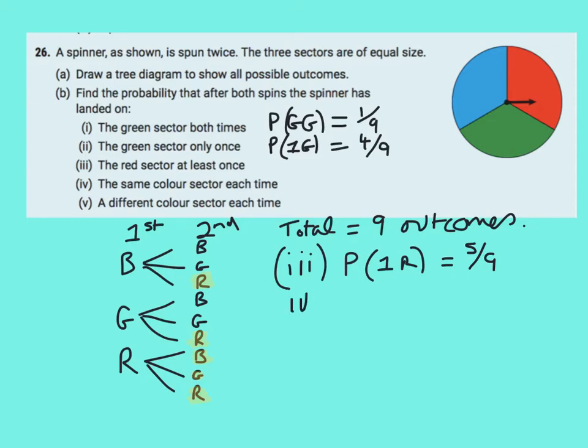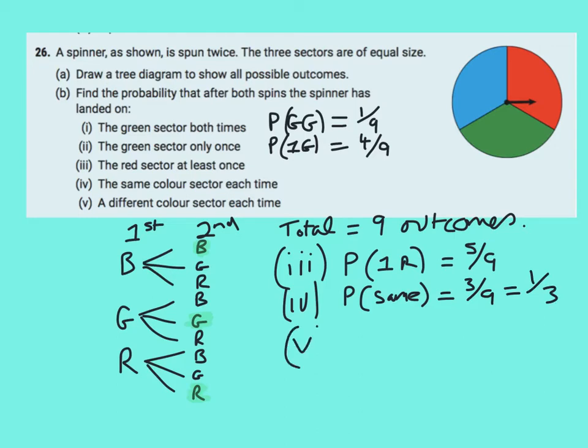Okay, the next one then, we have the same colour each time. So the P of same. So let's look for the P of same then. Again, I'm just going to delete out my highlight. And if I look for the P of the same colour, here is the same colour, here is the same colour, and then we see that here. That's going to be 3 over 9, and we can simplify that down to 1 over 3.